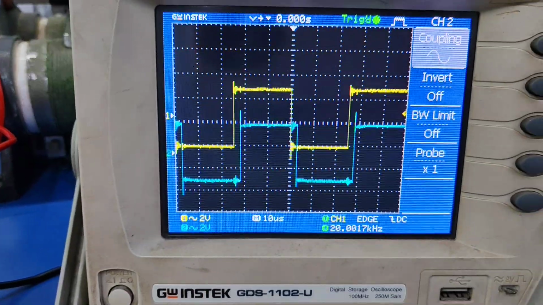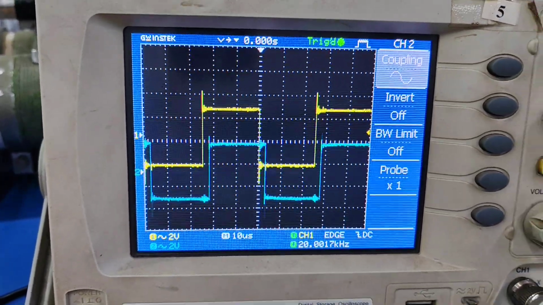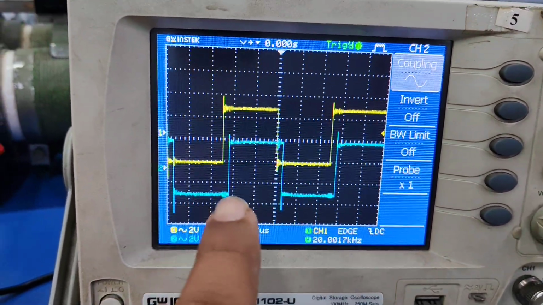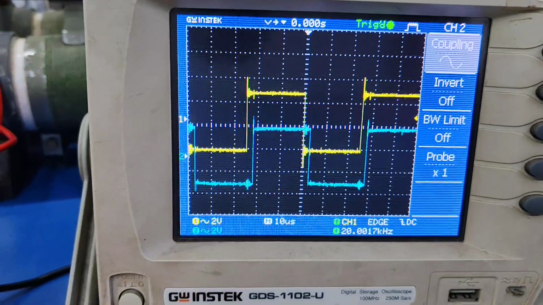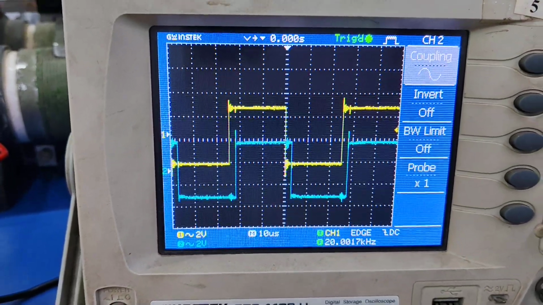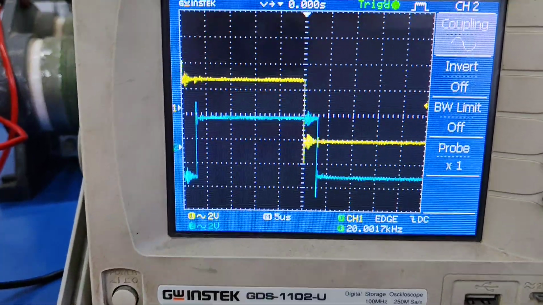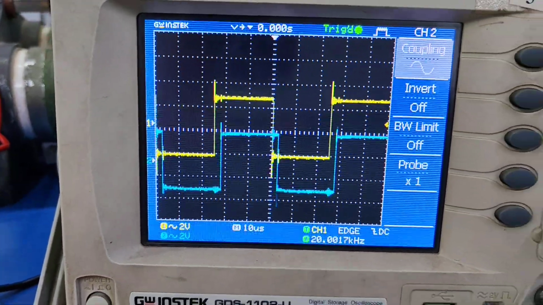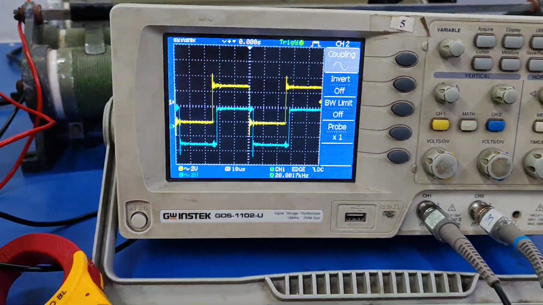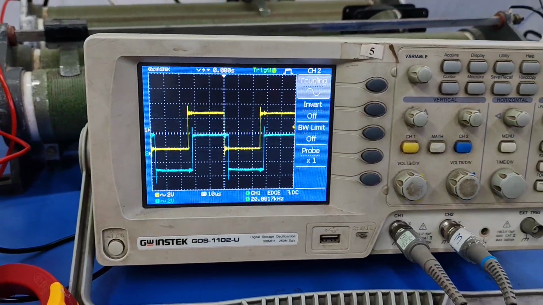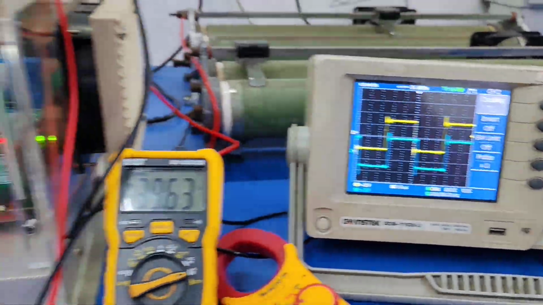And you can see the primary and secondary voltage. The yellow one is the primary voltage and the secondary voltage is the blue one. So you can clearly observe the phase shift between the primary and secondary voltage. Now we will observe the primary voltage and the current.